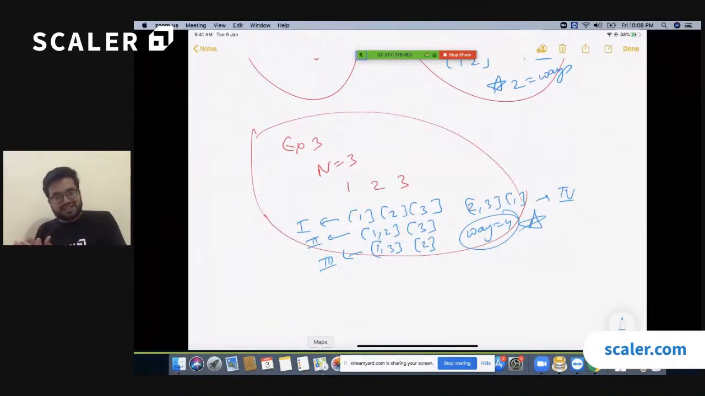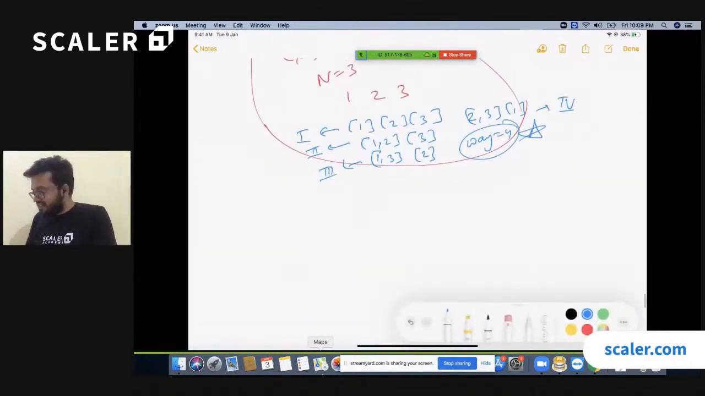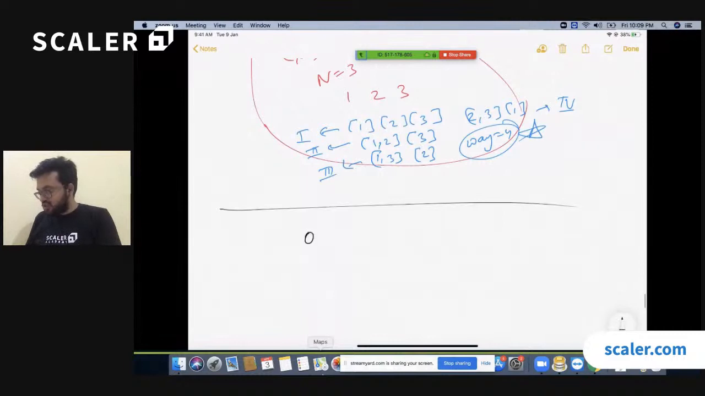Cool. So we have discussed that for three people in the party, there are 4 ways to enjoy the party. Let's now try to see whether this problem can be solved using a dynamic programming approach or not. What were the features that we discussed? The first feature was optimal substructure. Do you see optimal substructure here? Let's try to figure that out.